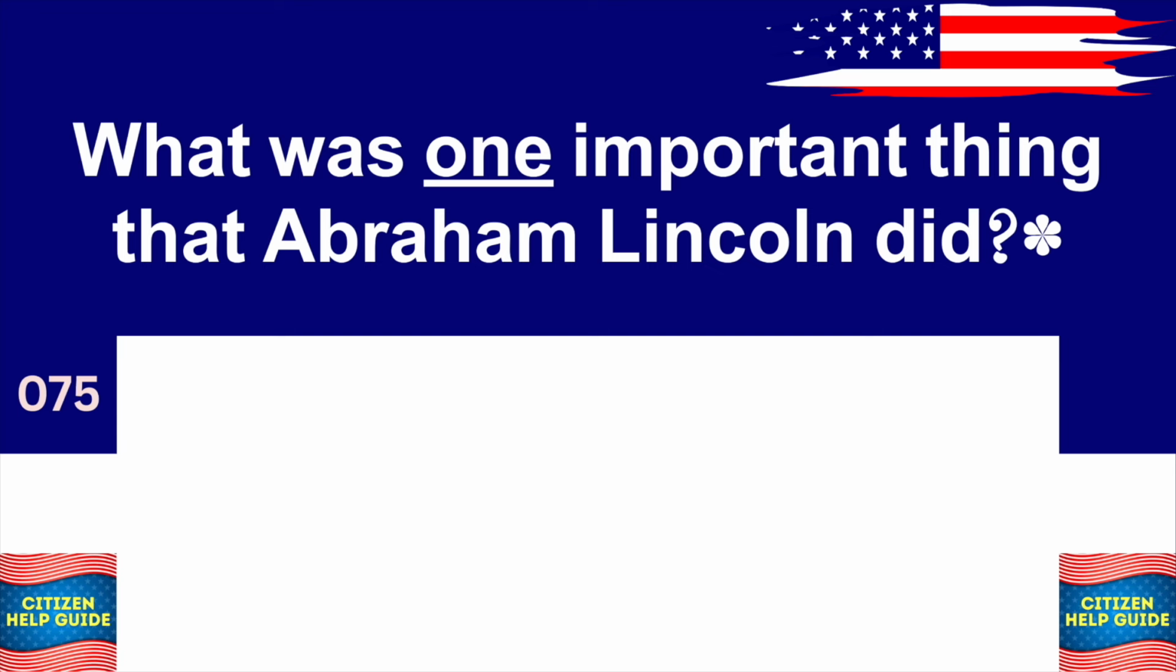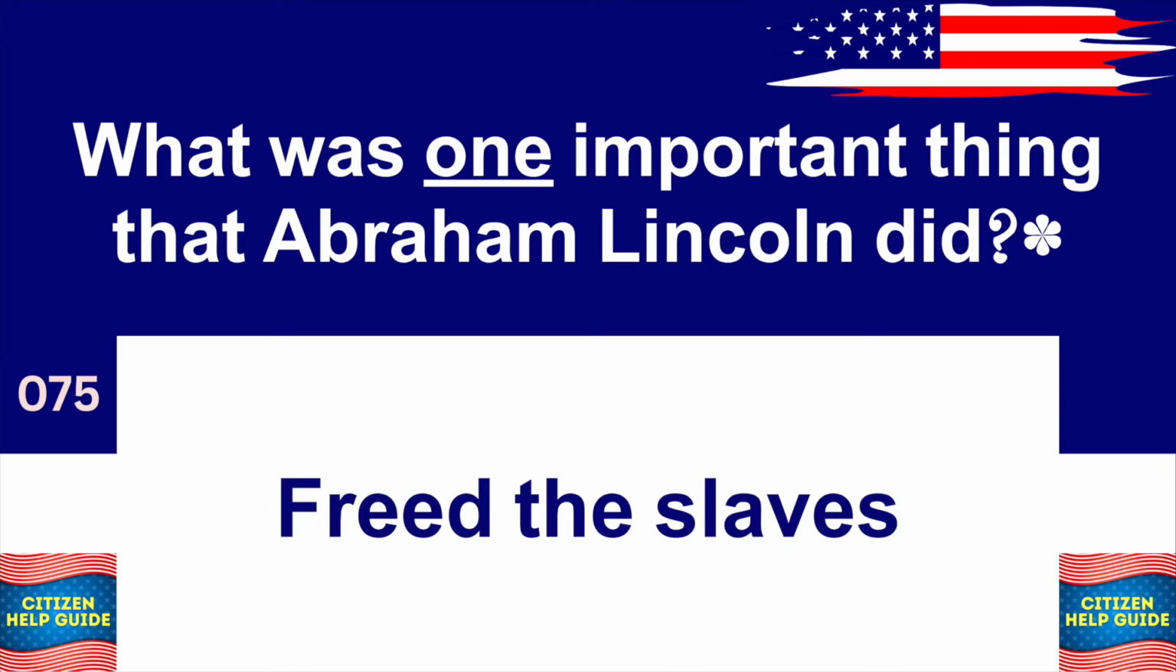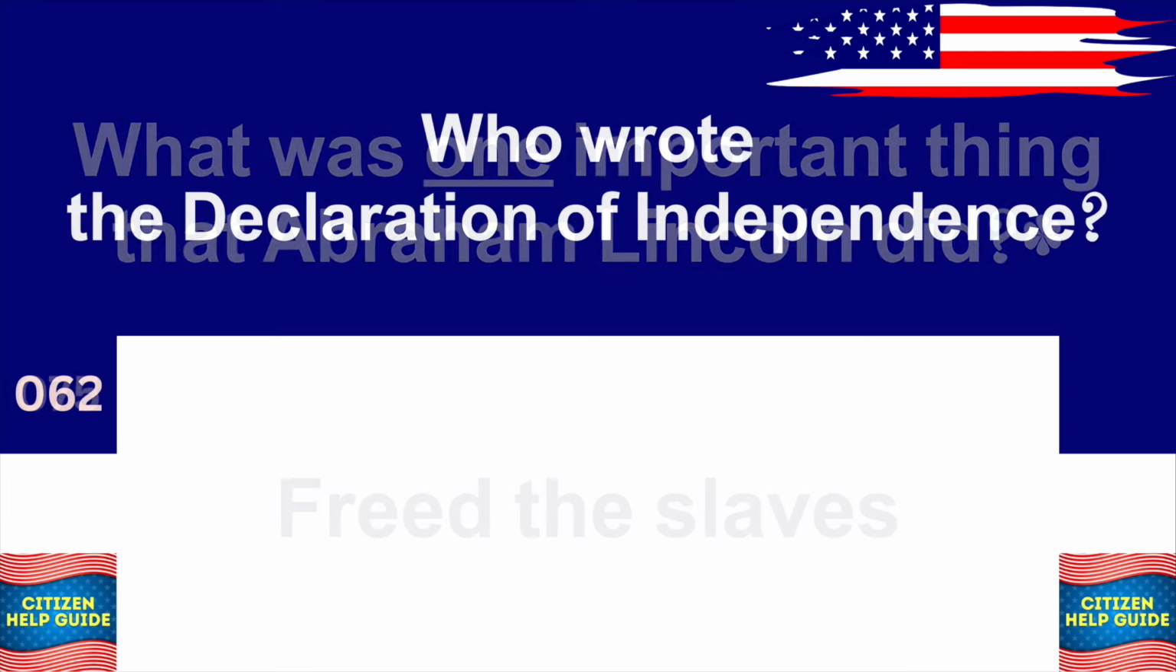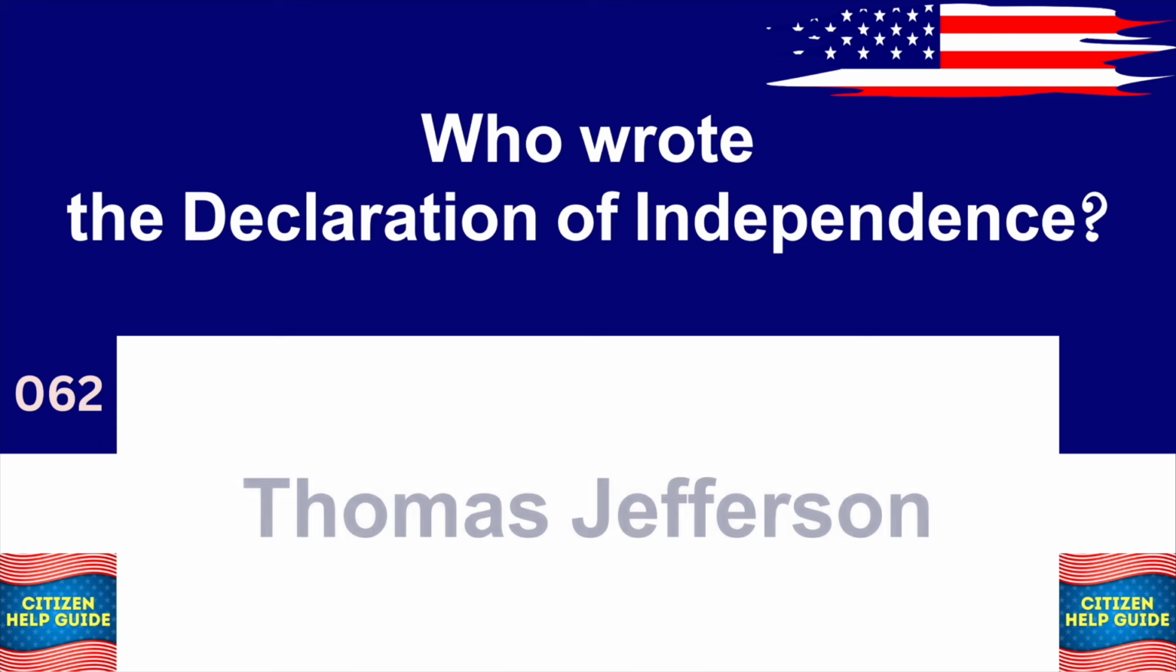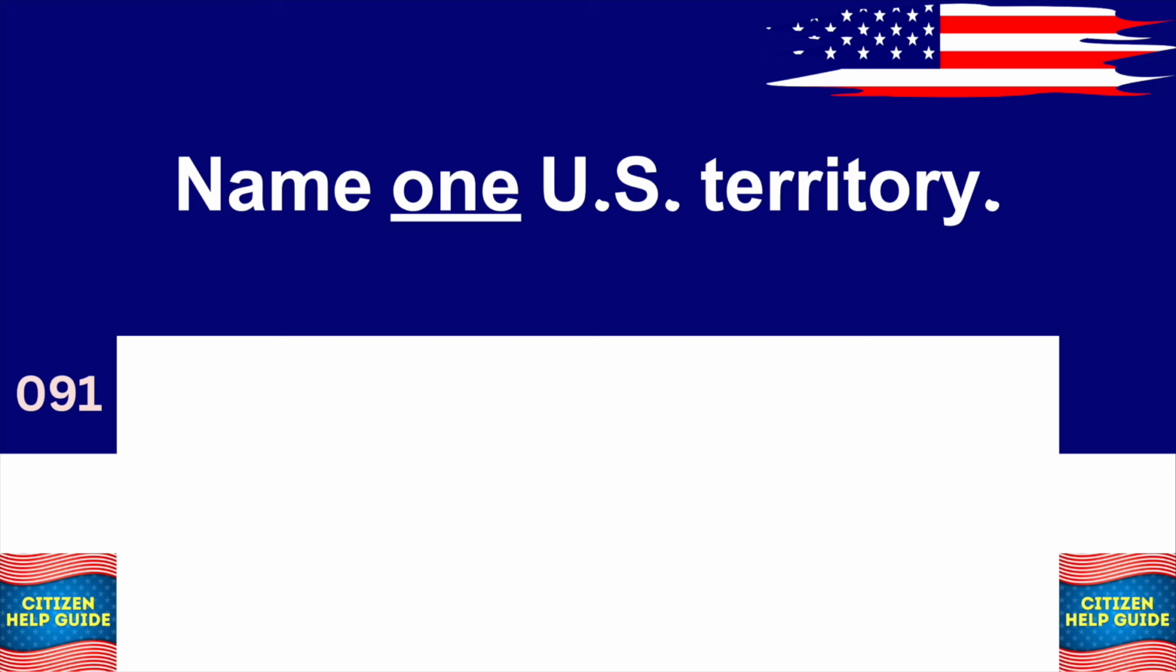What was one important thing that Abraham Lincoln did? Freed the slaves. Who wrote the Declaration of Independence? Thomas Jefferson. Name one U.S. territory. Guam.